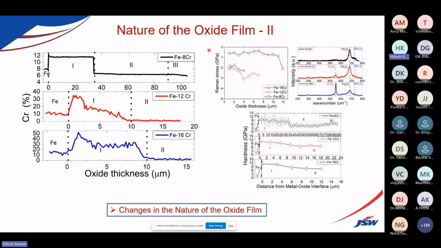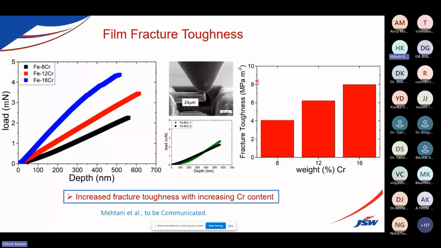And this is also captured. We also tried to find out the hardness of the different oxide layers. What we observe is that when we have Cr2O3, the hardness of the oxide layer is quite high. This is also confirmed with the help of Raman stresses. So we thought, let's find out the fracture toughness of the oxide film.